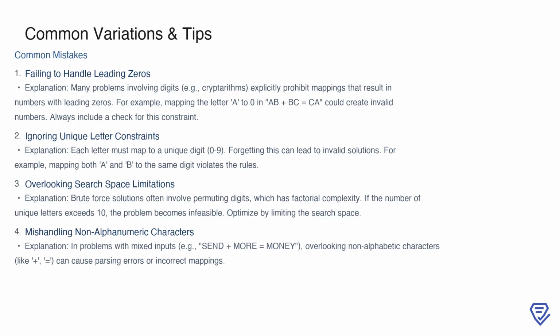Next, remember that each letter must map to a unique digit between 0 and 9. Forgetting this constraint, like assigning the same digit to two different letters such as A and B, will break the rules and lead to invalid solutions.